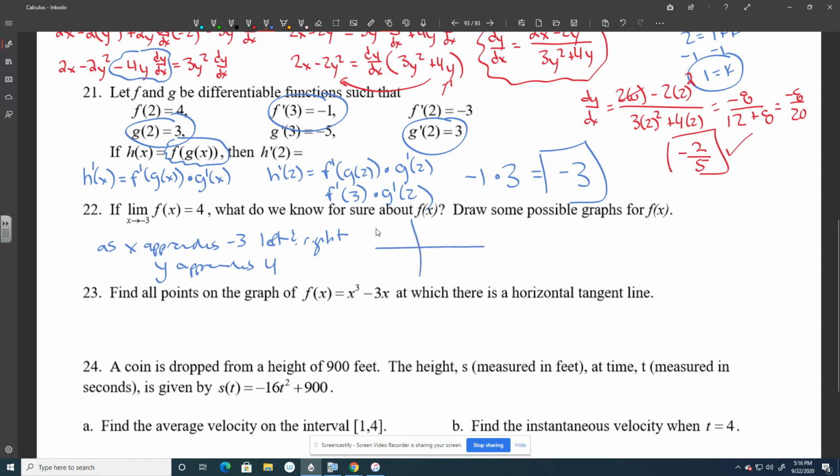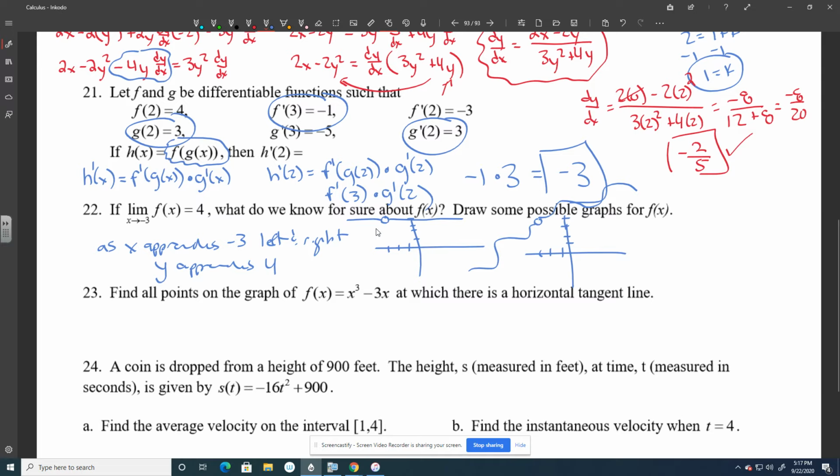So my function here, as I get close to negative 3 is right here. I'm getting close to 4. But at negative 3, I don't know what happens. I don't know if I reach 4. I don't know if this is just a straight line that goes left and right. I still might have an open circle here. I don't know this value. I just know that as I'm coming from the left, I'm getting near it. And as I'm coming from the right, I'm also getting near it. That's all I know for sure.